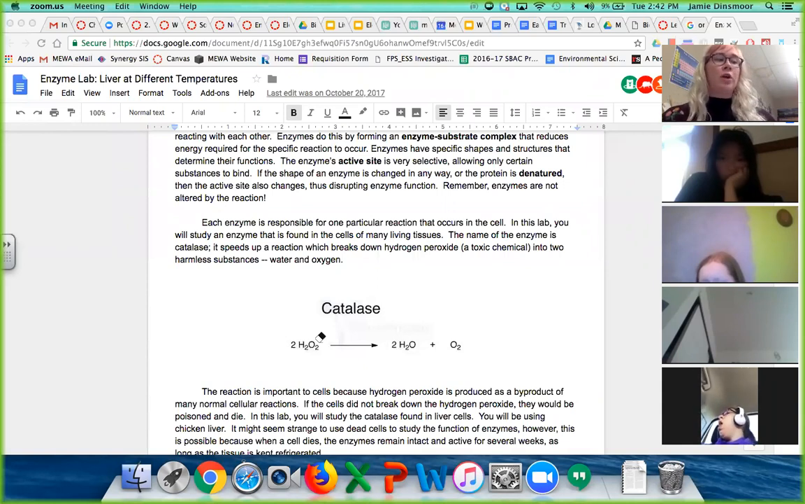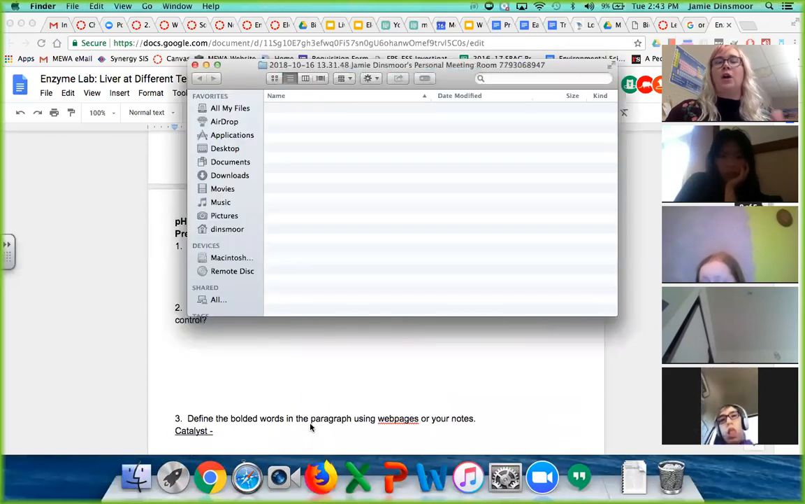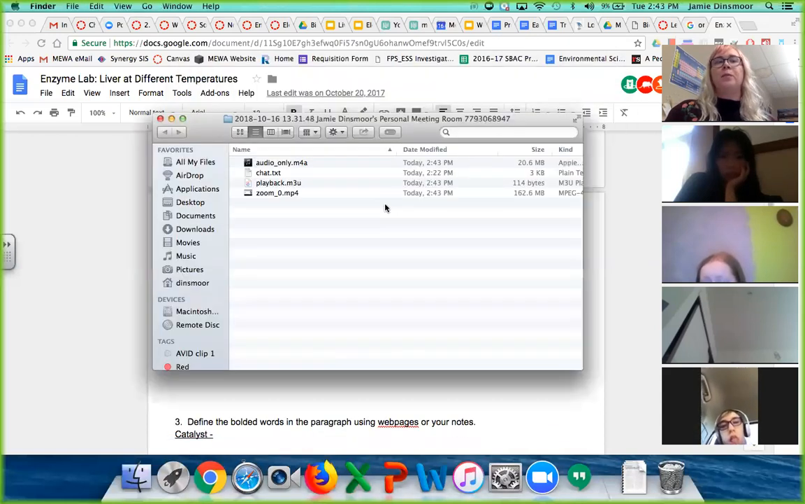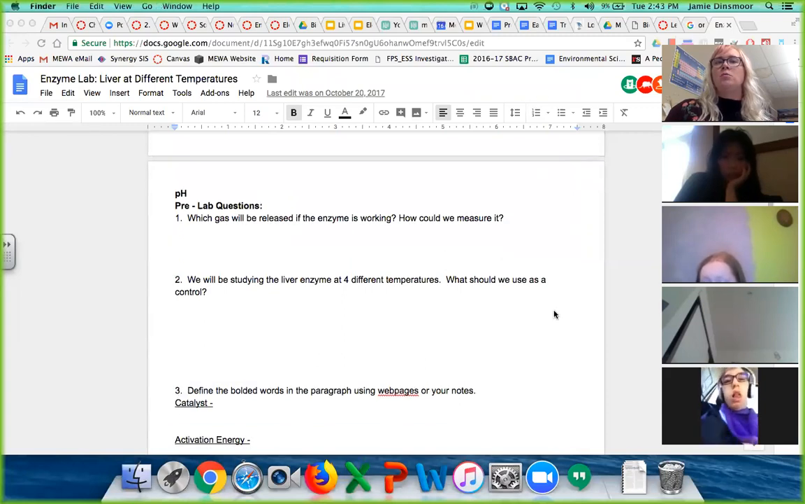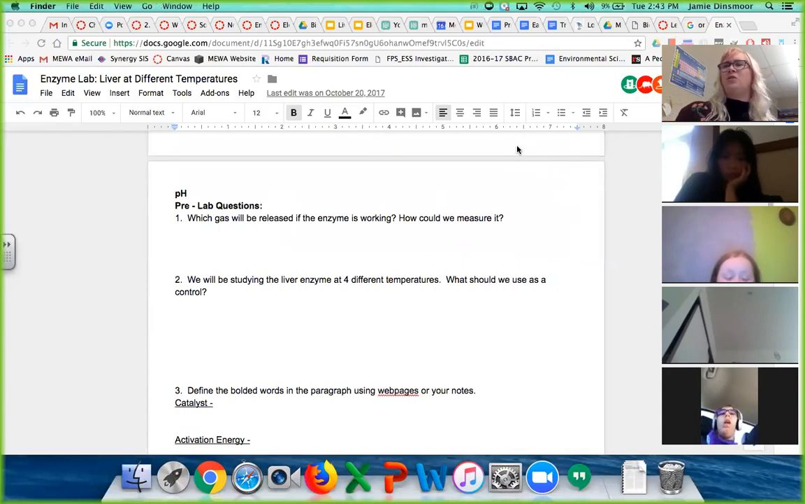So in this case, what we're going to do is we're going to actually see the liver break down this hydrogen peroxide into water and oxygen. So back to our pre-lab questions. First question, a lot of people told us oxygen is what we would see, and you were correct. How can we measure that? Right? Because a lot of you know what hydrogen peroxide looks like. It's clear. How am I going to know that oxygen is being released?